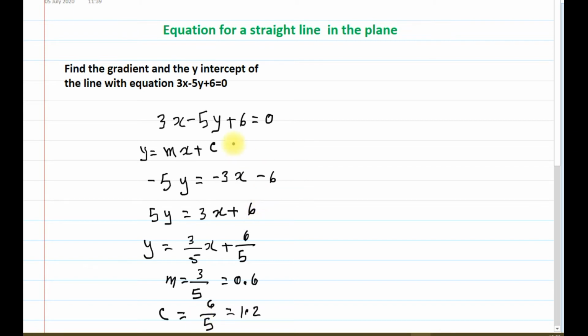I hope that's clear. So basically what we have done, we've taken the equation, we make y the subject of the equation, and once we do that, the coefficient of x is our gradient, and the free term, which is our c, is our y-intercept.